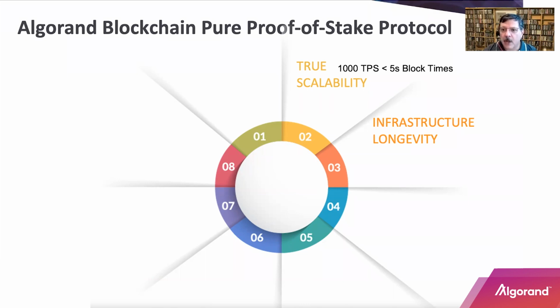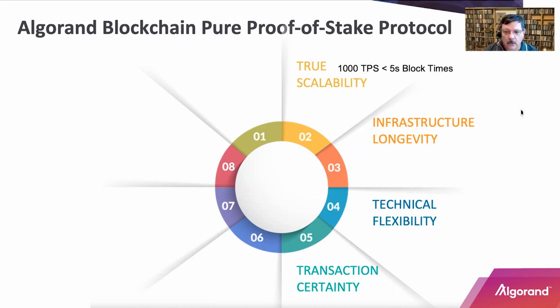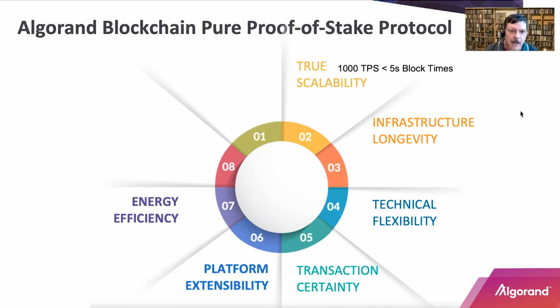So infrastructure longevity as well. You've got technical flexibility, a lot of SDKs, a lot of REST APIs and tools being built. Transaction certainty: there's no forking at all on this blockchain, so once you write a transaction, it's committed to the blockchain. Platform extensibility, as well as very green, right? It's very energy efficient. You can actually run a node on a Raspberry Pi. So very, very efficient, and that's another very positive thing that I've seen here and a lot of good reception to in the industry.